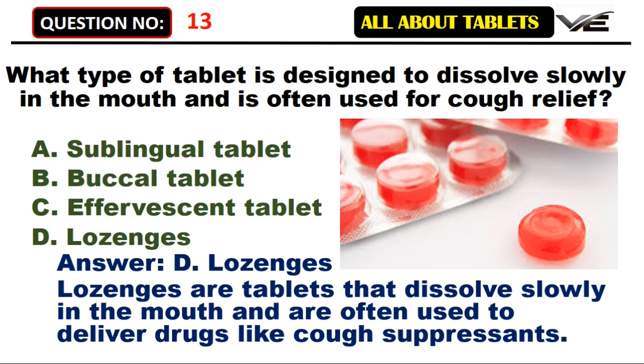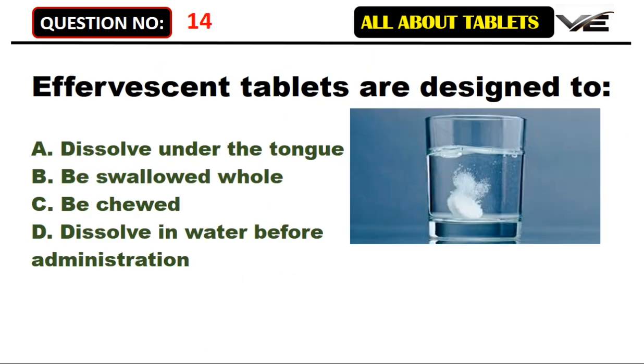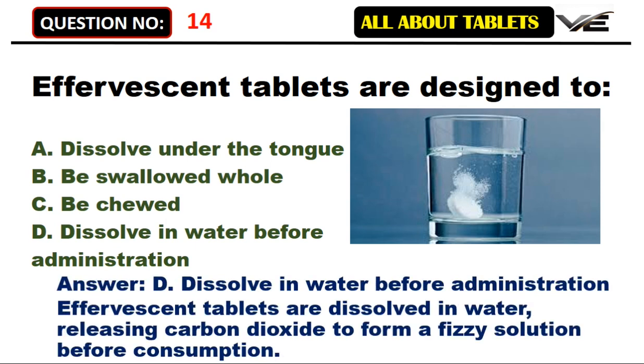cough suppressants. Effervescent tablets are designed to: A. Dissolve under the tongue. B. Be swallowed whole. C. Be chewed. D. Dissolve in water before administration. Answer. D. Dissolve in water before administration. Effervescent tablets are dissolved in water, releasing carbon dioxide to form a fizzy solution before consumption.